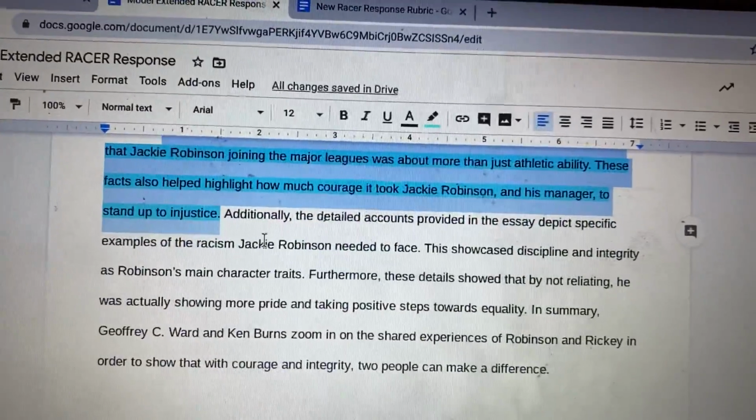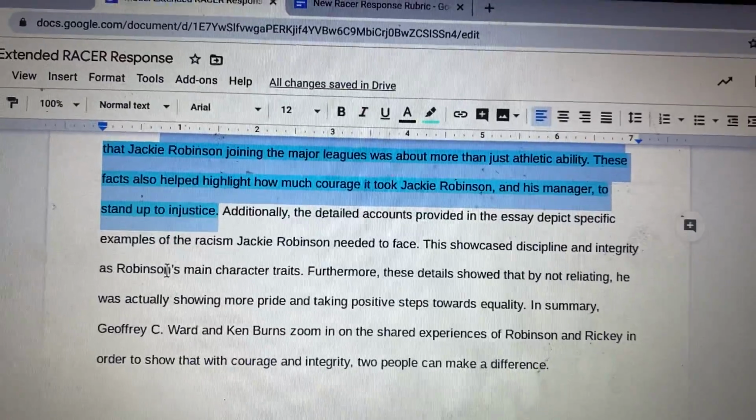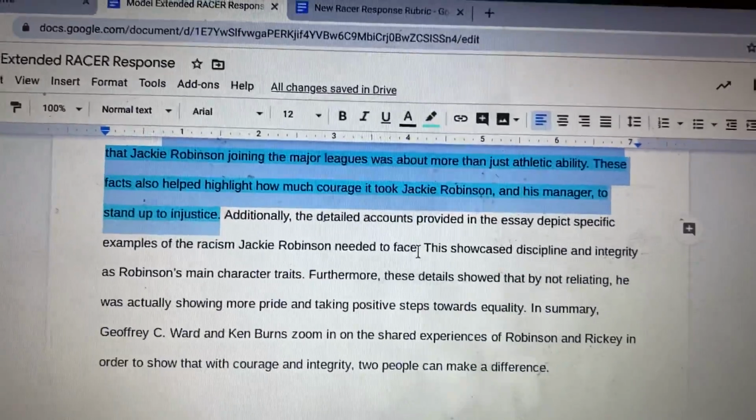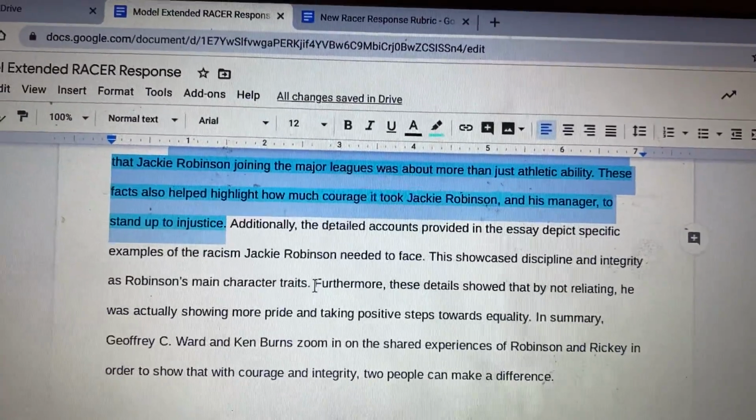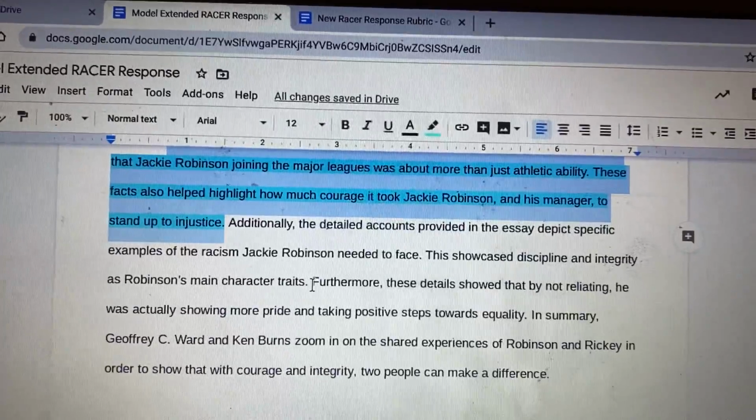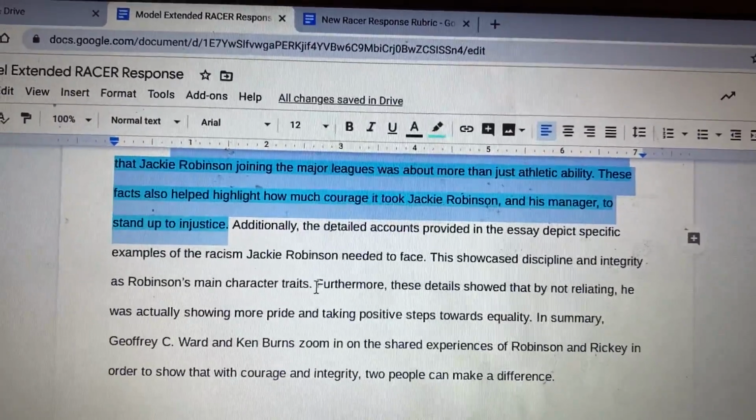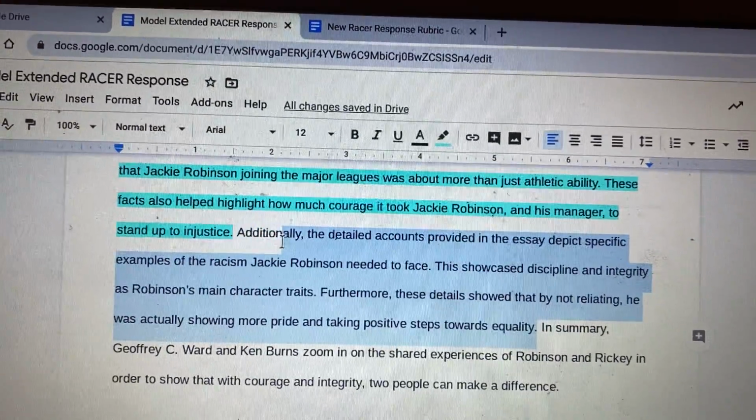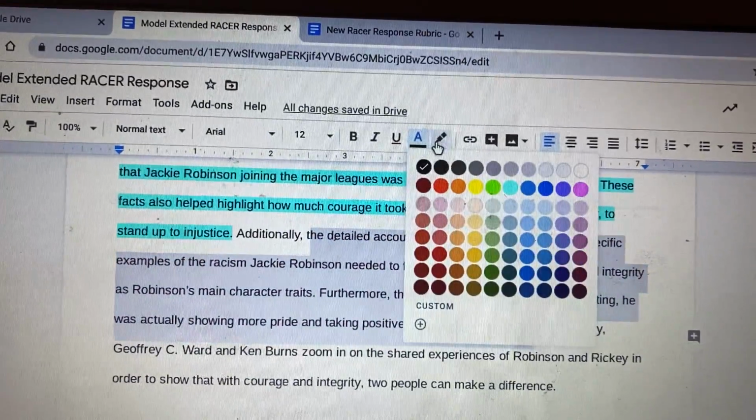Summary of my next point. Additionally, the detailed accounts provided in the essay depict specific examples of the racism Jackie Robinson needed to face. This showcased discipline and integrity as Robinson's main character traits. Furthermore, these details showed that by not retaliating, he was actually showing more pride and taking positive steps toward equality. All right. So this was the rest of my summary points.